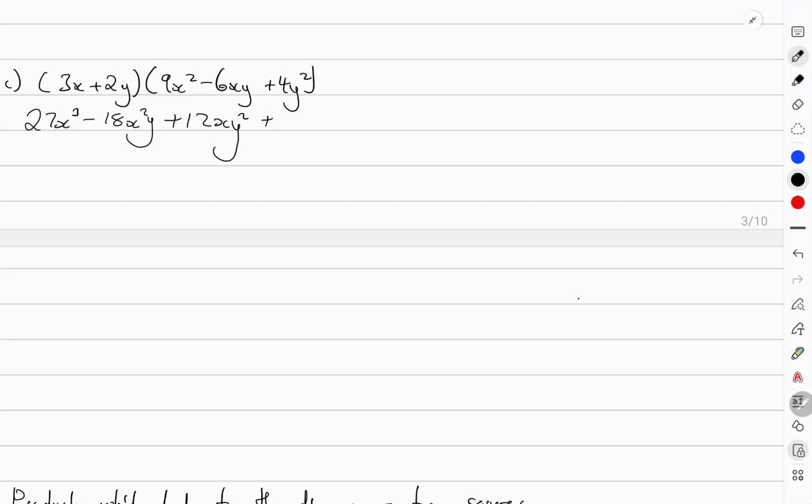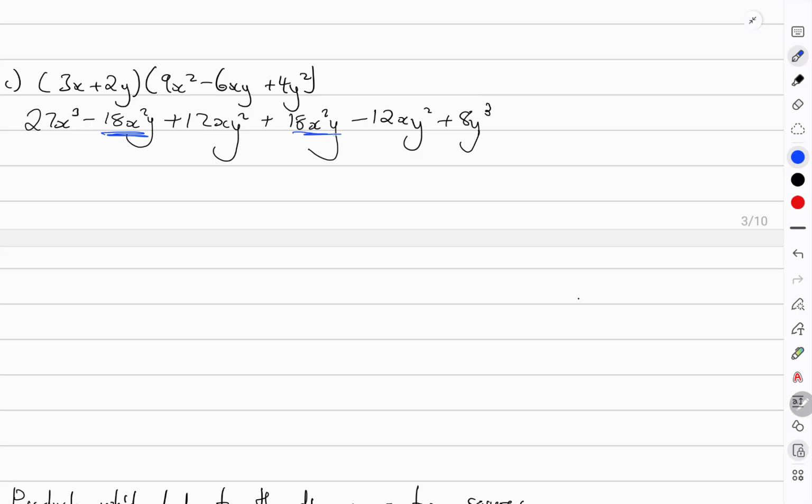I'll have positive. What is 2y multiplied by 9x squared? I'll have 9, 18. I'll have 18x squared y. The 2y will multiply the negative 6x. I'll have negative 12xy squared. And the 2y will multiply the 4y squared, which is going to give us positive 8y to the power of 3. That is what I'm going to have.